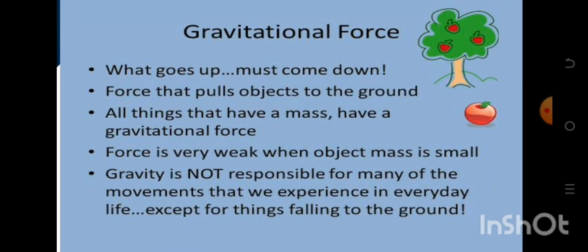All right, let's look at this. Gravitational force. What we are trying to say is that when an object goes up, the object must come down. The force that pulls an object to the ground is what we call the gravitational force. All things that have a mass have a gravitational force. As long as an object has a mass, it will experience gravitational force. Now, this force is weak when the object's mass is very small. I said when the mass is very small, the force is very, very weak.